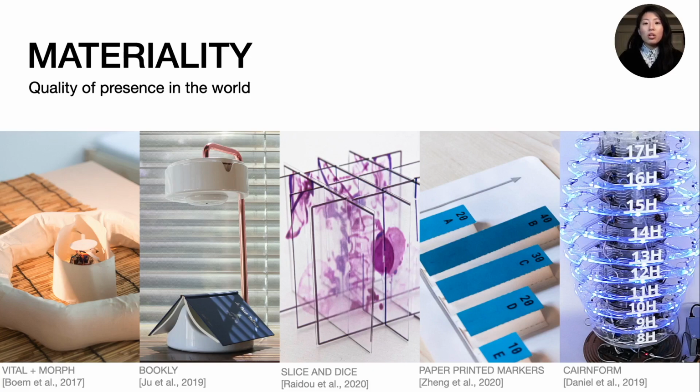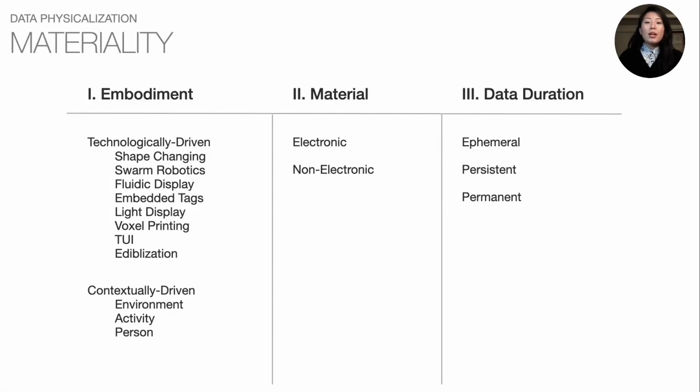Materiality is the quality of presence in the world, and it is a critical dimension for physical artifacts. It not only influences how the artifacts physically take up space, but how users will perceive and interact with them. And in this paper, we offer our perspective on the 3 different qualities that contribute to a physicalization's materiality: its embodiment, how data is physically manifested, its use of materials, and how long data is shown.